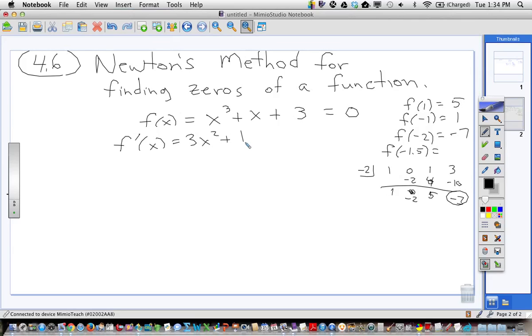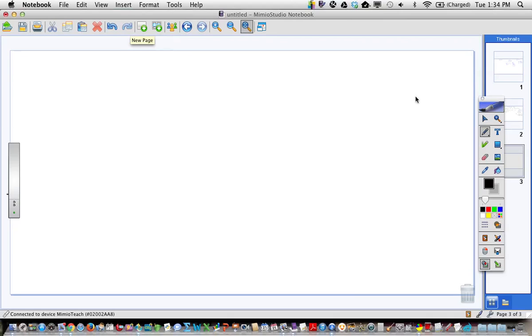Plug it into the f, plug it into the f prime, write the tangent line equation, set that equal to 0, solve it. You see what I'm saying? That would be the longest way to do it. We're not going to do that. Okay? Now, you don't have to write this part down, just follow me up here, and then we'll come back to the previous page.